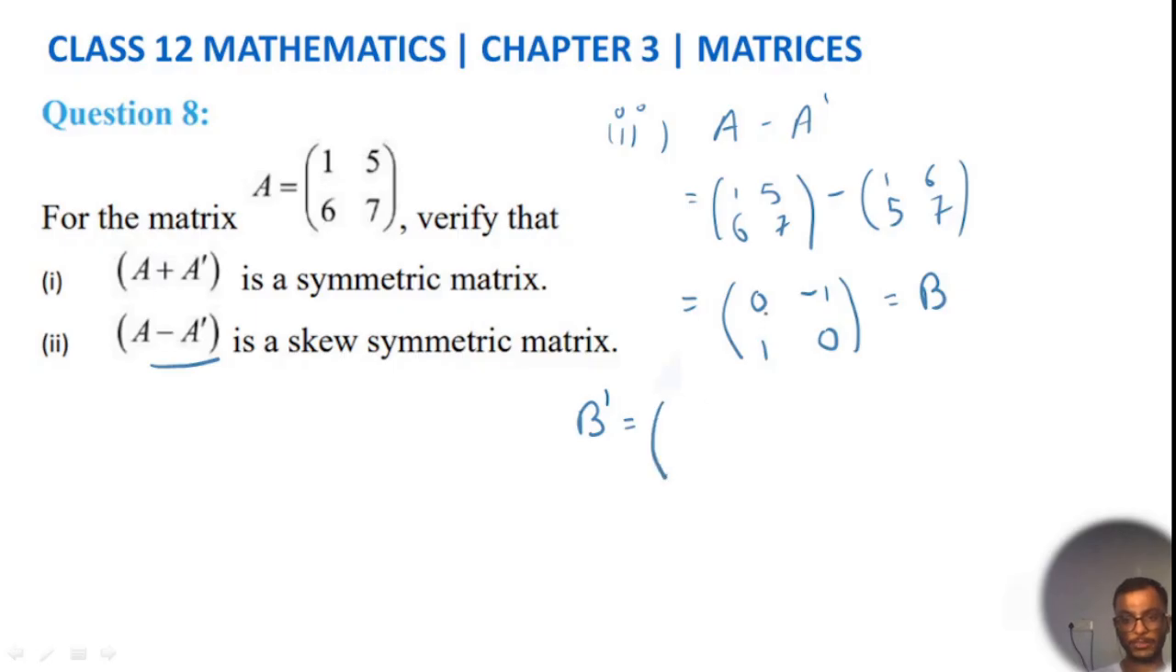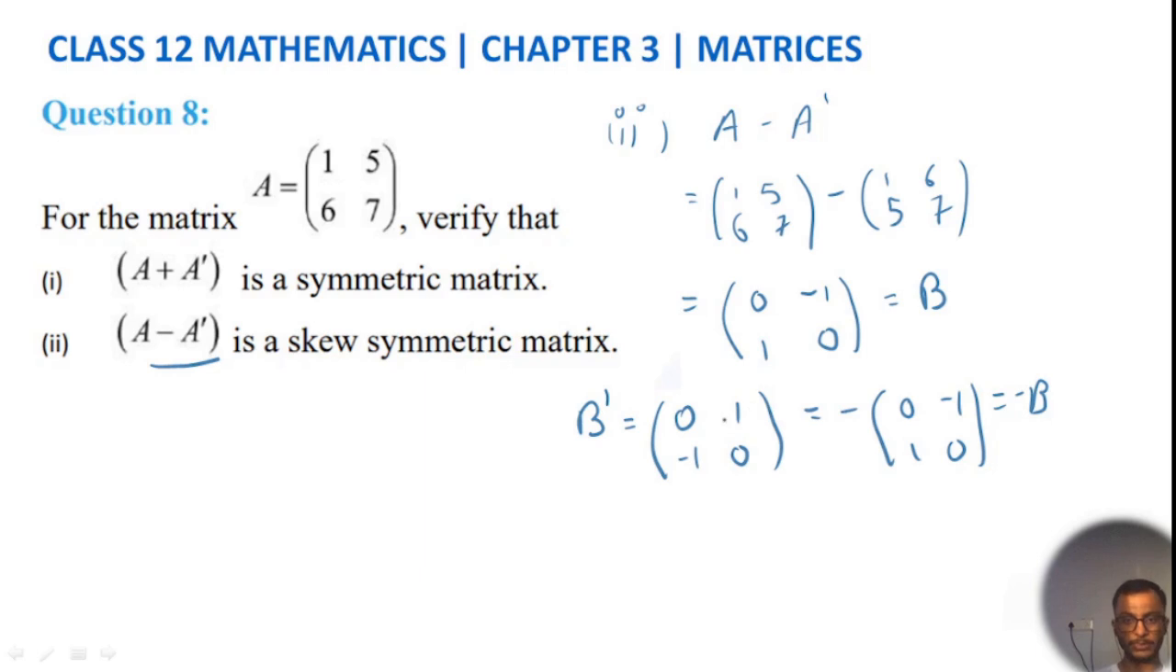So B transpose will be change row into column. So first column will be 0 minus 1. Second column will be 1 0. If you take out minus common, that is multiply every element with minus, what it will be, 0 minus 1, 1 0, which is B, right? So it will be minus of B.